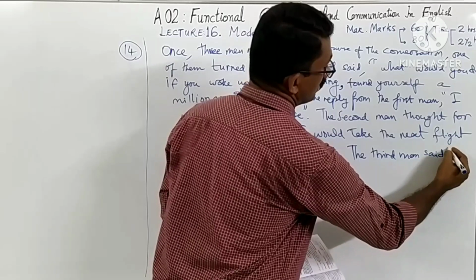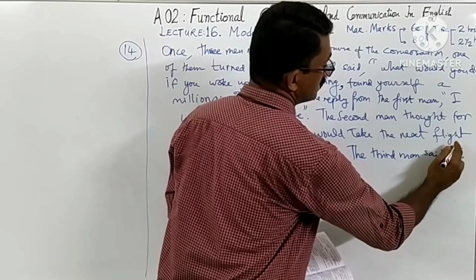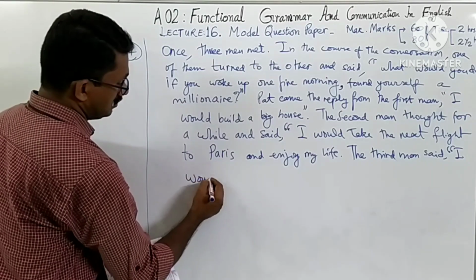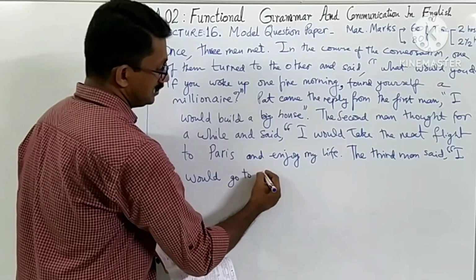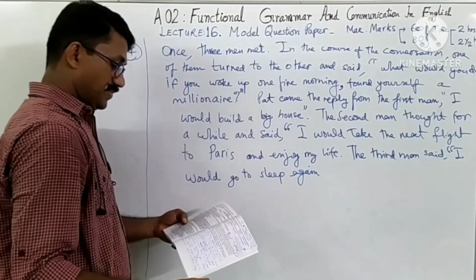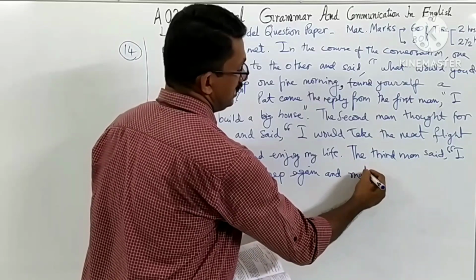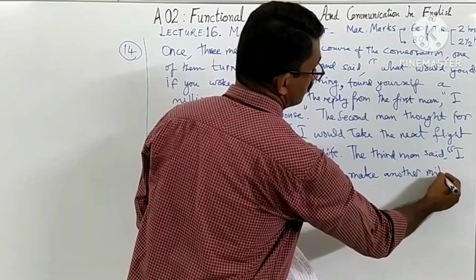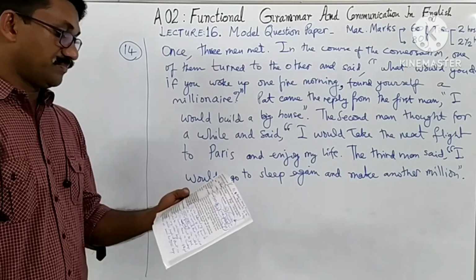The third man said, the capital T, comma, quotation, I capital, I would go to sleep again and make another million. End of the quotation, full stop.